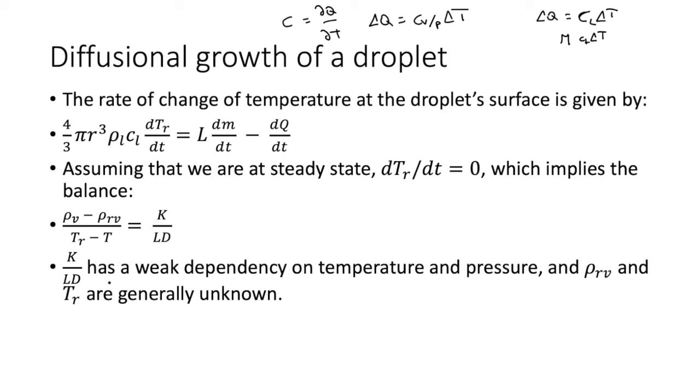And this is an interesting relationship because it's not quite the ideal gas law. And for one, we're talking about a droplet here. But it's relating a few interesting parameters. It's relating the density of the vapor at the surface of the droplet and the temperature of, essentially, near the droplet.